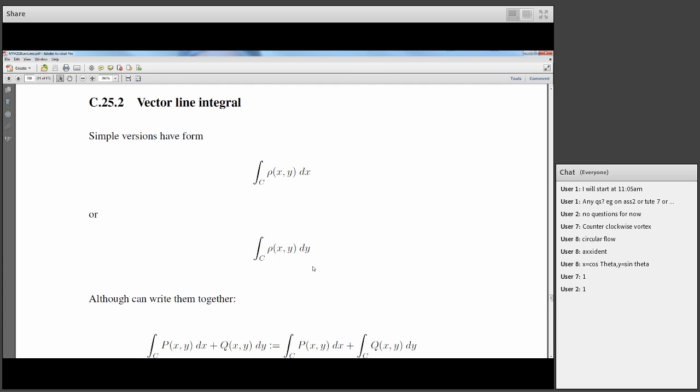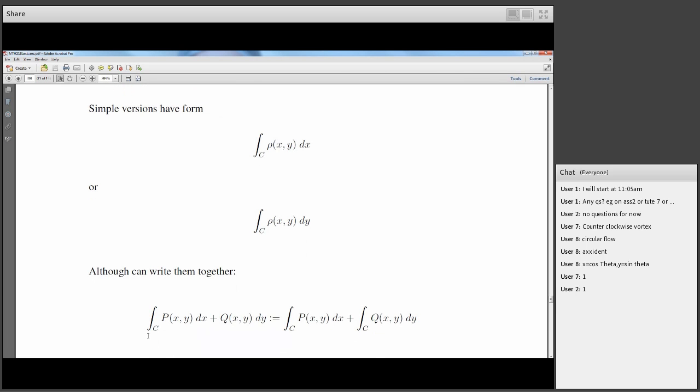You can even put them together. A common way of doing it is the notation at the bottom. That's integrating P dx plus Q dy. That's how you write it notationally. What that really means is just doing them both separately: the integral with respect to x plus the integral with respect to y. So these are three different ways of writing it. You can also integrate along curves in 3D space, and then you have a dz available. These are called vector line integrals.